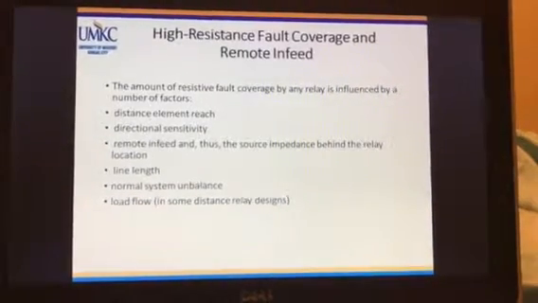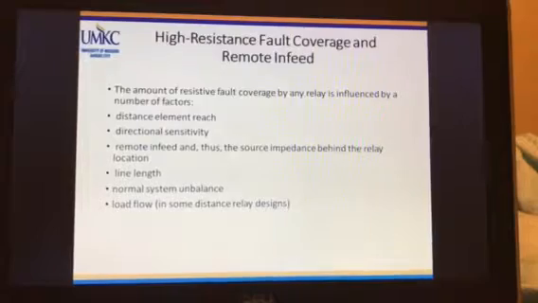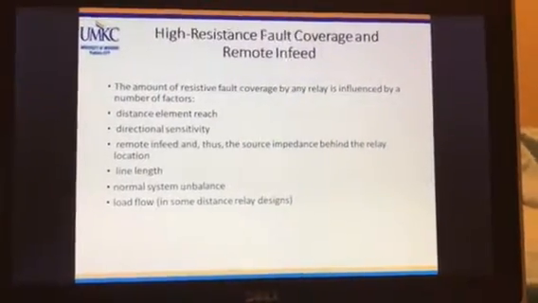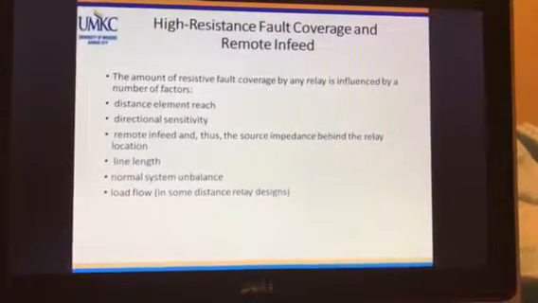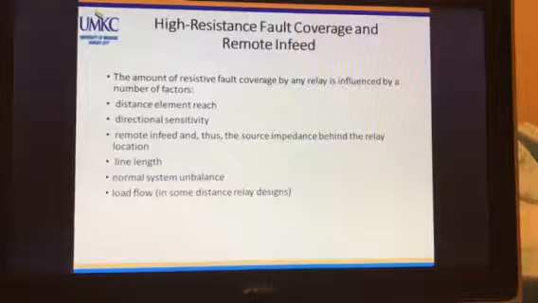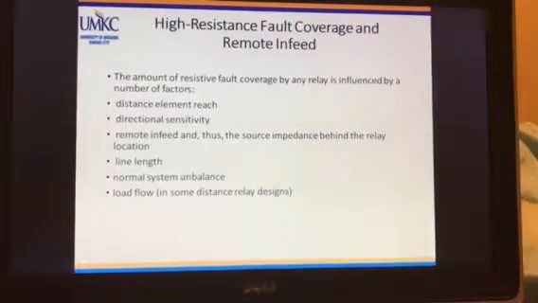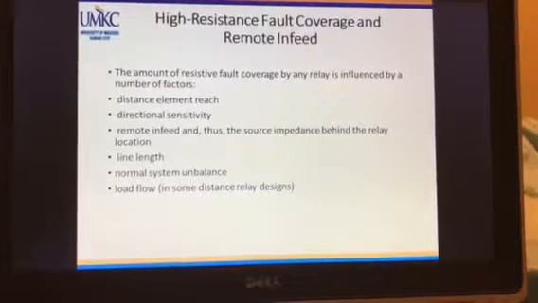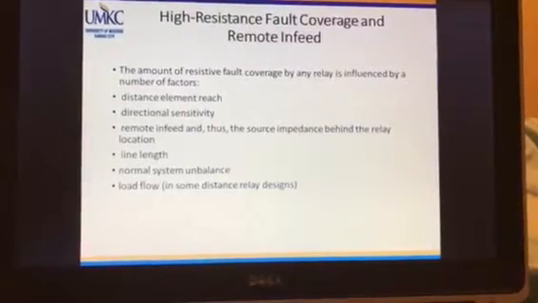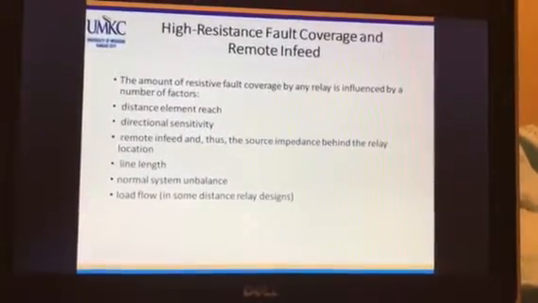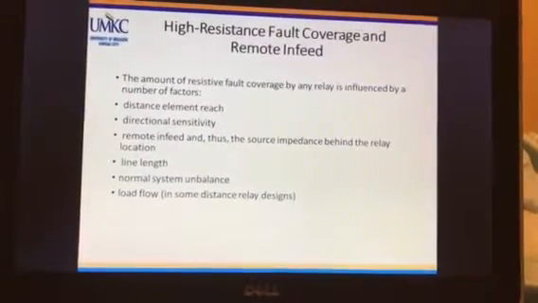And the next is high resistance fault coverage and remote infeed. This is one of the next problems. The amount of resistive fault coverage by any relay is influenced by a number of factors, that is, the distance element reach, directional sensitivity, remote infeed, line length, normal system imbalances, and the load flow. These all affect the high resistance fault coverage.